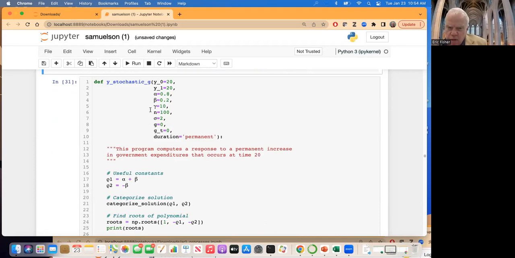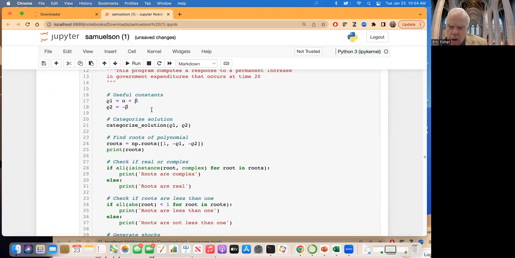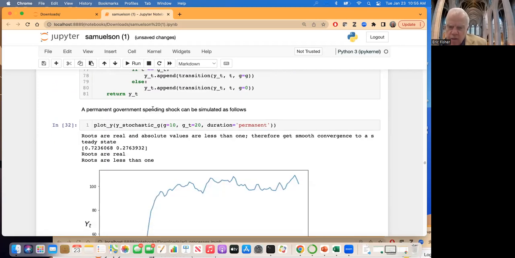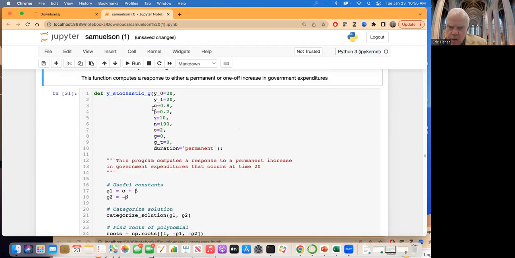Now finally, we're getting near the end of the hour. So what I want to do is a whole new one where there is a shock to government spending. Again, this is how you would do things in macroeconomics. So let's define this new stochastic G.